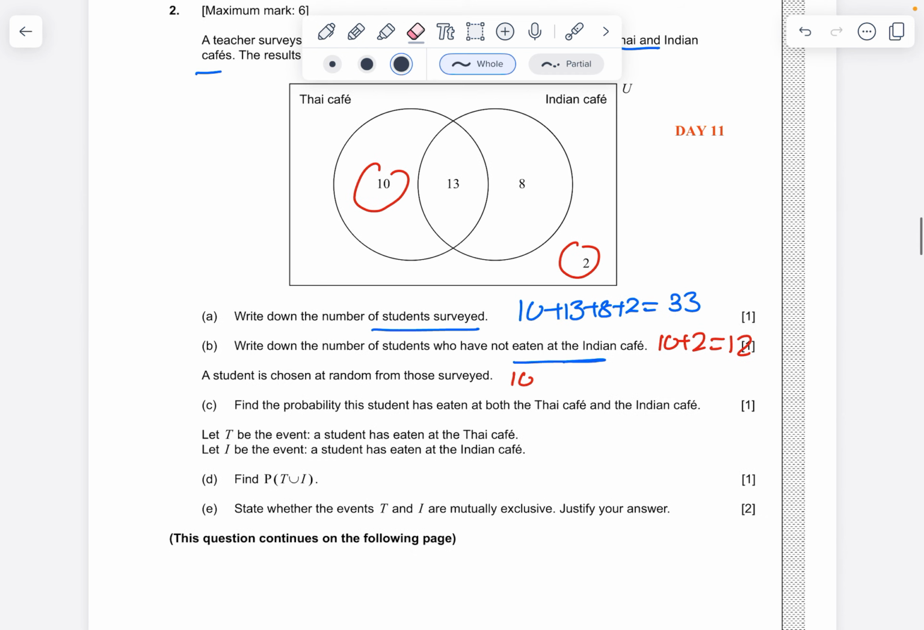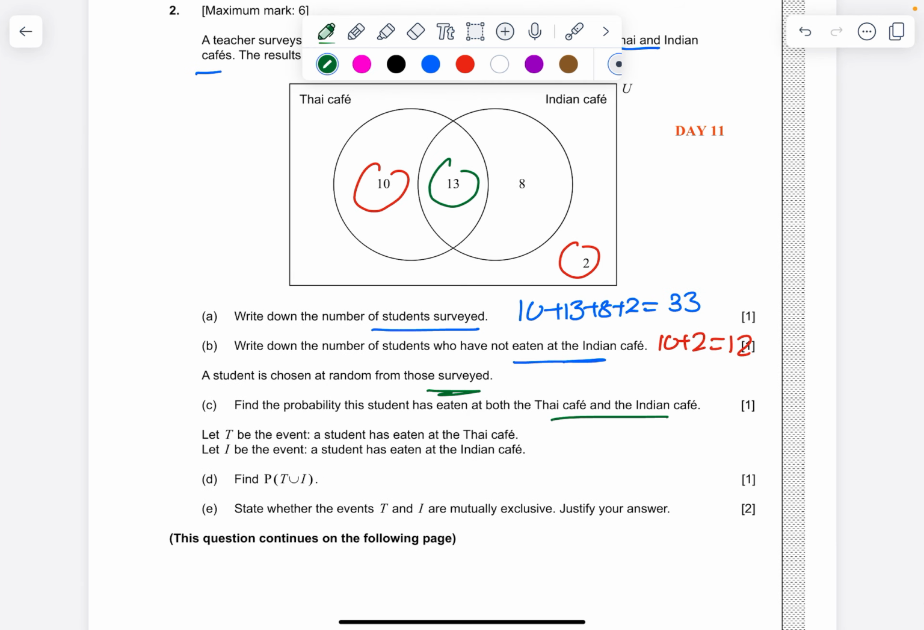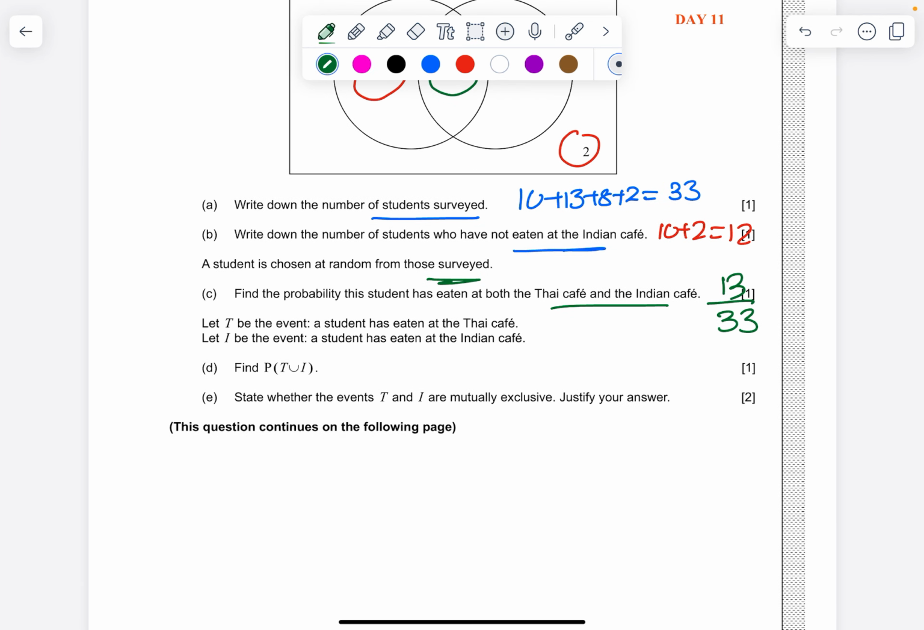Find the probability that this student has eaten both at the Thai cafe and the Indian cafe. So how many are there? There are 13 people. And 13 out of 33. Let T be the event of students who had eaten at the Thai cafe and I be the event of the Indian cafe. Find the probability of T union I.